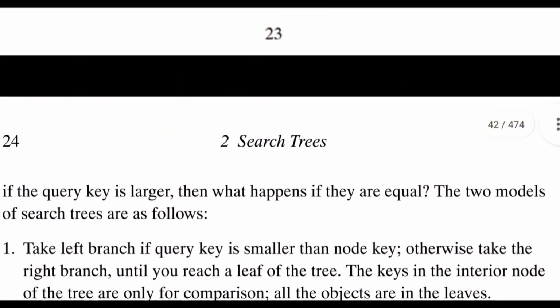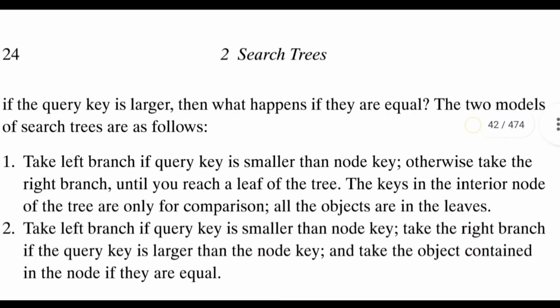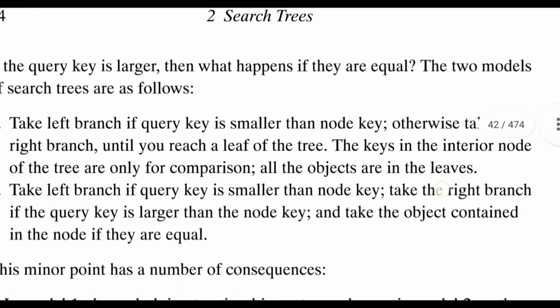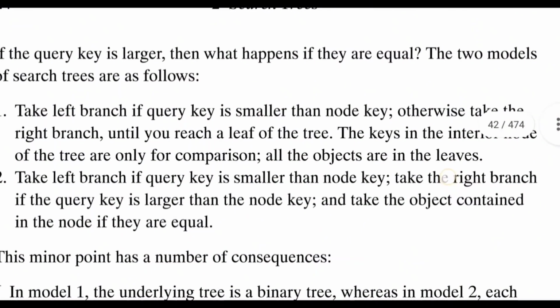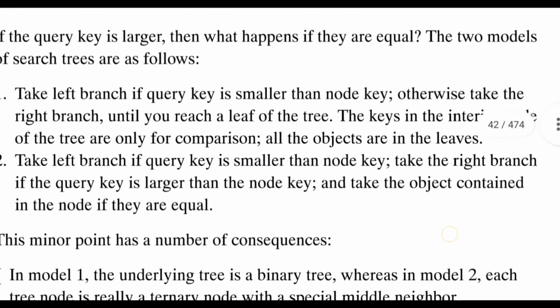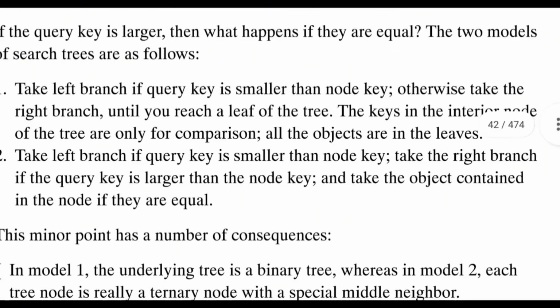First one: take the left branch if the query is smaller than the node key. Otherwise, take the right branch until you reach the leaf of the tree. The keys in the interior nodes of the tree are only for comparison. All the objects are in leaves. Second one: take the left branch if the query key is smaller than the node key, take the right branch if the key is larger than the node key, and take the object contained in the node if they are equal.